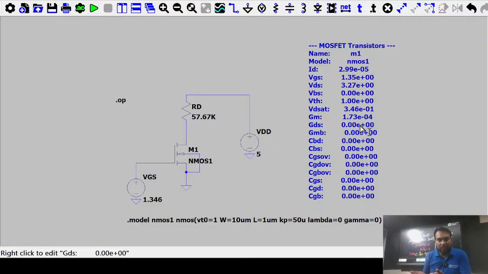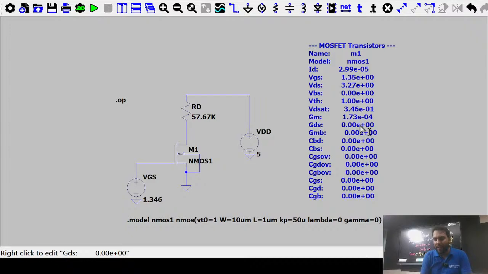So your calculation was current is 30 micro, that is okay. Your VGS is 1.35, that is okay. Your VDS is 3.27, that is very good. You assumed VTH is 1 volt, that is also present here. You found that gm, that is 173 microsiemens, that is also present here. So everything is okay. I am not going to change the resistance value. I am just saying that if you have a particular design specification, you can design your circuit.